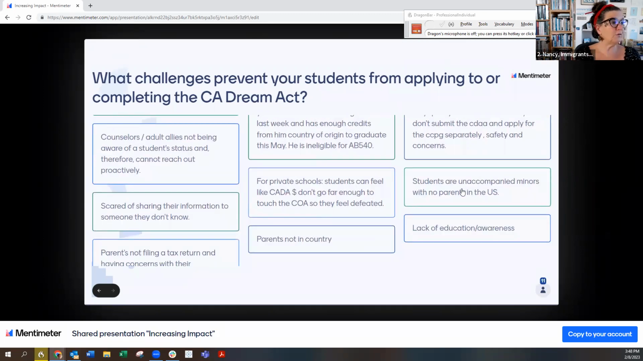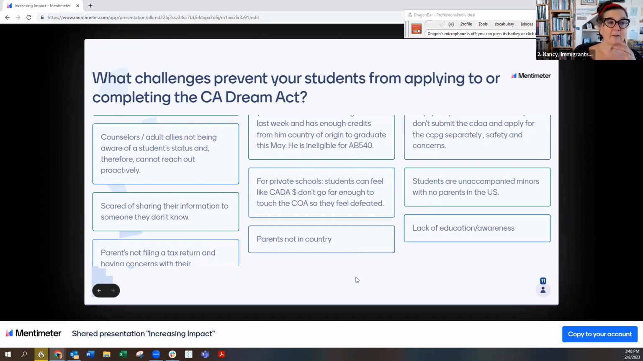For private schools, students can feel like CADA doesn't go far enough. And that's true, right? If you get your Cal Grant, it might not cover the full cost of attendance. Students are unaccompanied minors. They're scared of sharing information with someone they don't know. So true, right? How is it we start filling out the DREAM Act and you're asking all kinds of deep and intimate questions in terms of number of people in the household, where are your parents, how much money they make, do they have a social security number, even though it's not required? Or people are fearful that they have to do that, or the parents are not in the country.